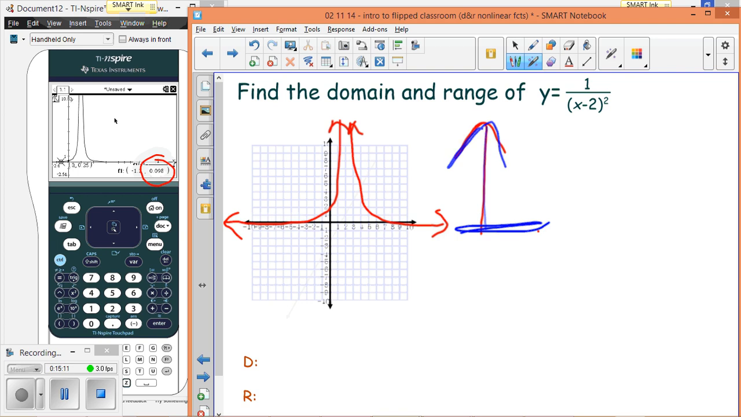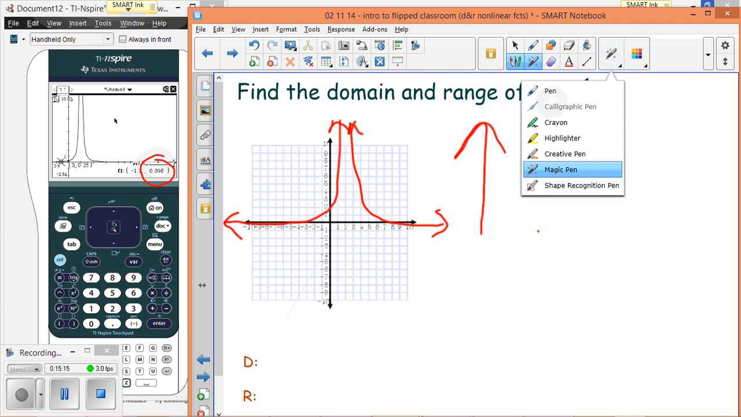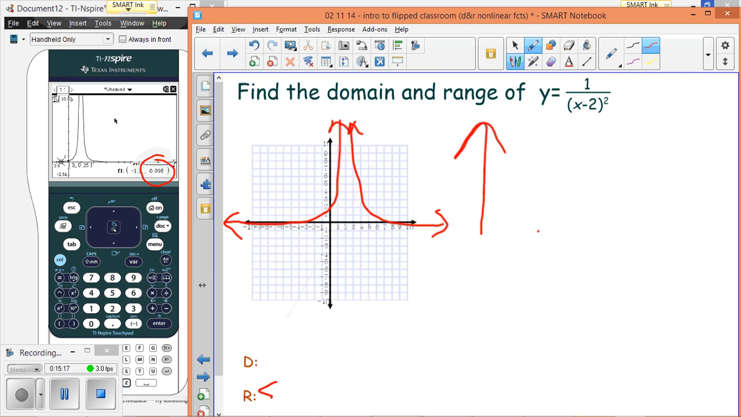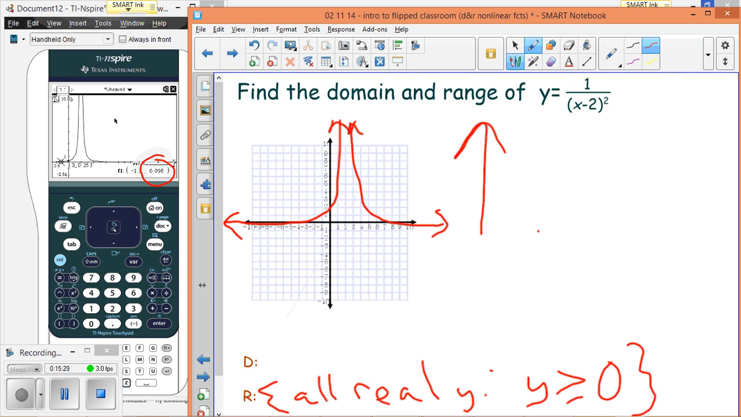So here's what we're going to write for range, because that is the easier one here, I think. This is all real y such that y is greater than or equal to 0. I have purposely made a mistake here. I want to see if you can find it. I'll wait.